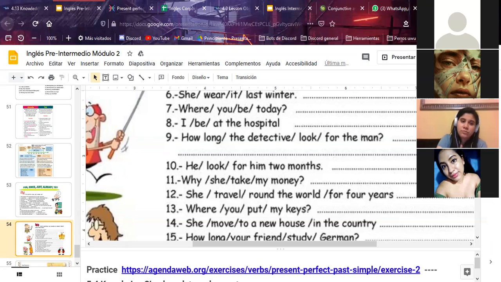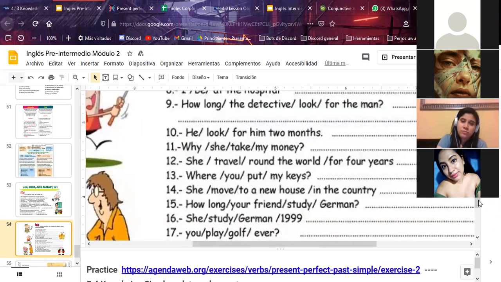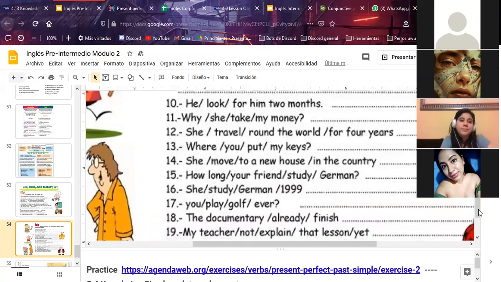I have been at the school, at the hospital. Very good, perfect. I have been at the hospital. Nice. Number nine. How long has the detective looked for the man? Perfect. Looked as in searching for. Nice. Number 10.